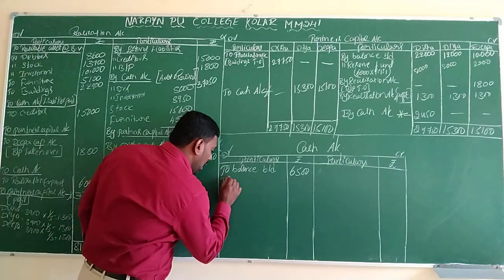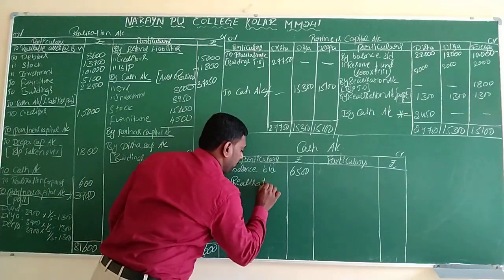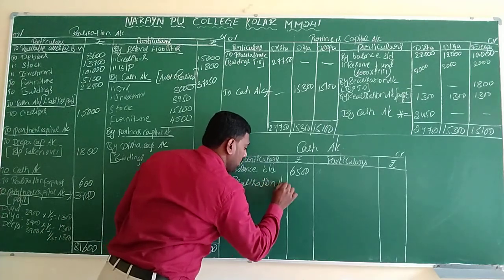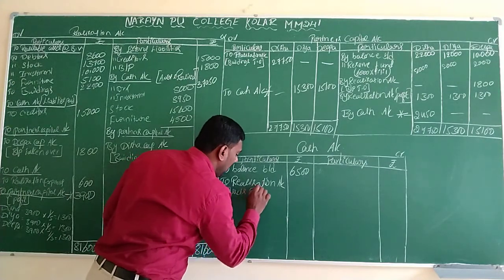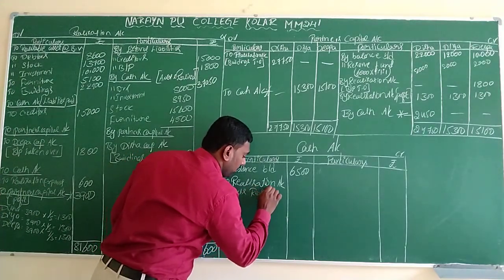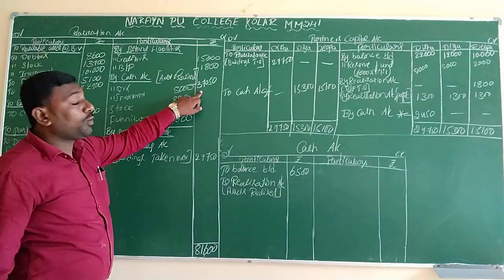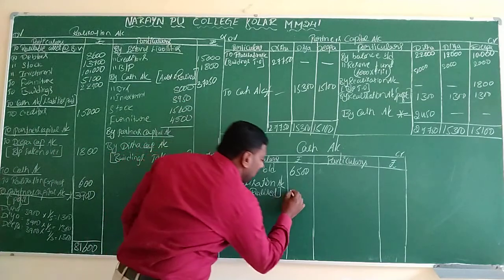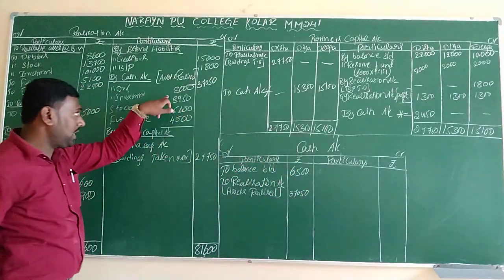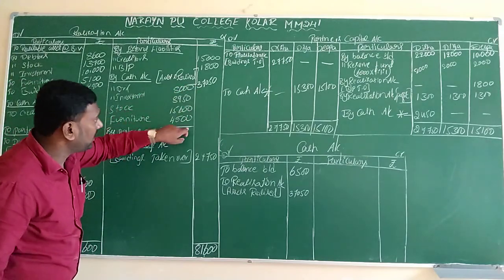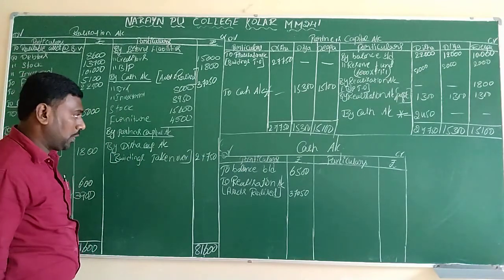Debit side we have to write, to realization account. In bracket we have to mention assets realized. The value we have already calculated, that is 37,050. Step number 3. Whatever total we make, the same value we transfer to the debit side of the cash account.